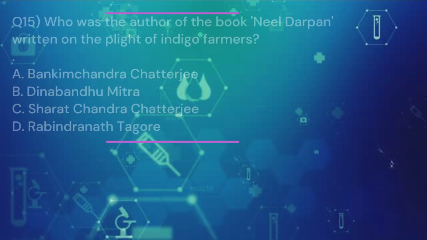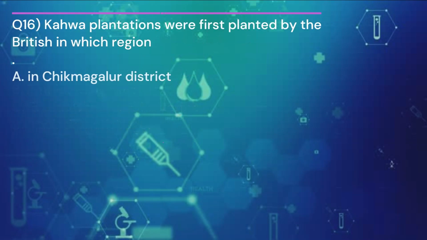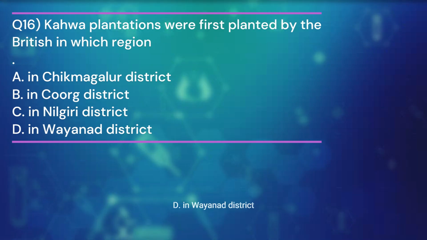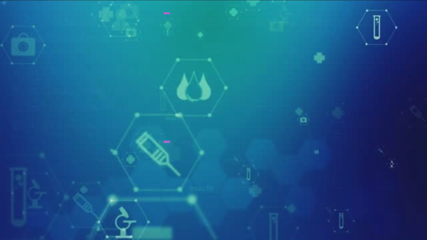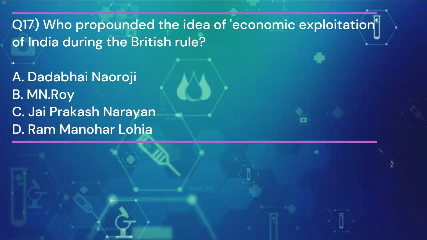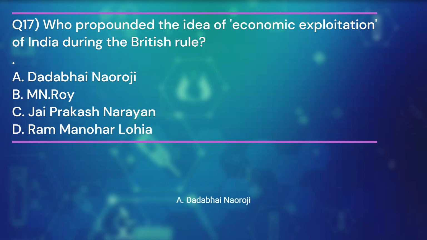Deenbandhu Mitra. Question 16. Kahwa plantations were first planted by the British in which region? And the answer is D. In Wayanad district. Question 17. Who propounded the idea of economic exploitation of India during the British rule? And the answer is A.